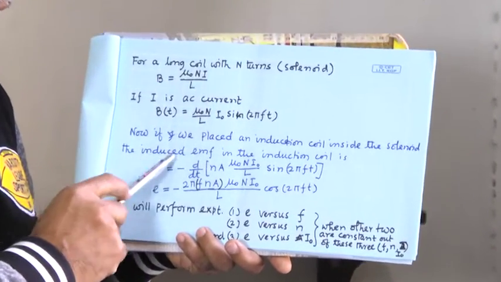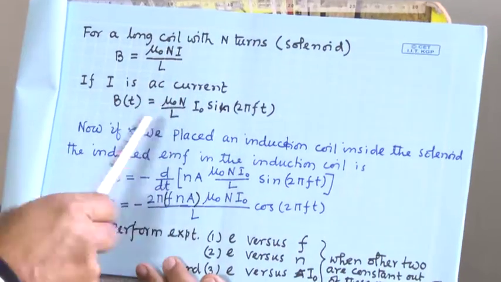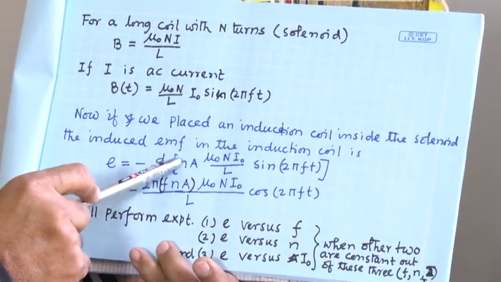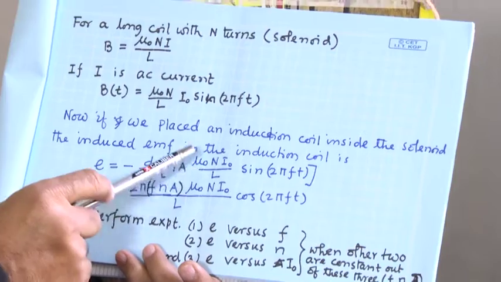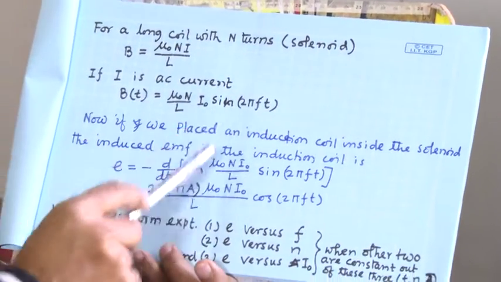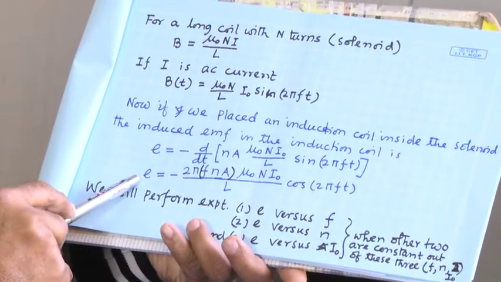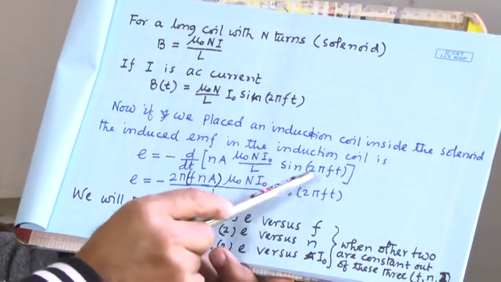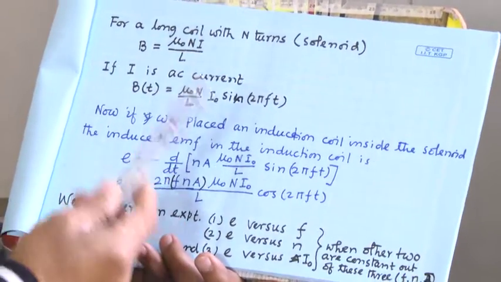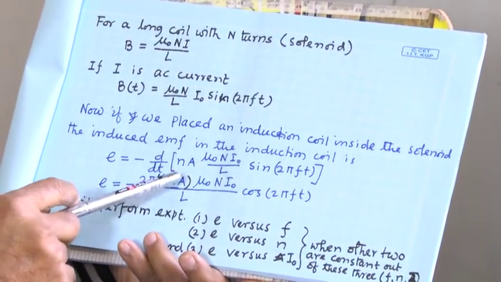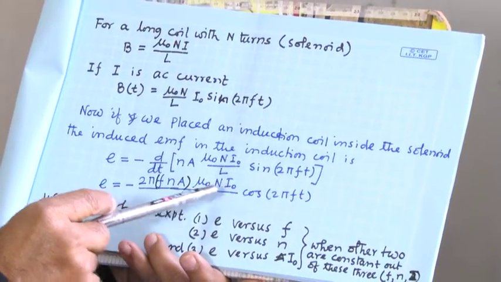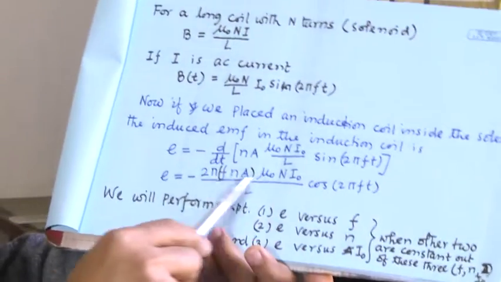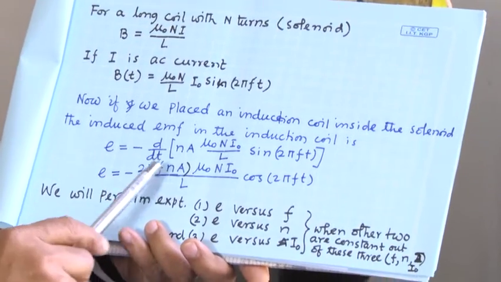Then the induced EMF in the induction coil will be, from the relation we found, E equal to minus d by dt of NAB. Now B is replaced with this expression. So the induced EMF you get is minus 2 pi f times N A mu 0 capital N I 0 by L cos 2 pi f t, where we have differentiated the sine part and the other parts are constant. This is the relation of induced EMF with the other parameters.